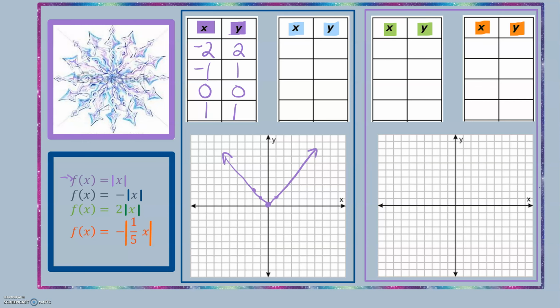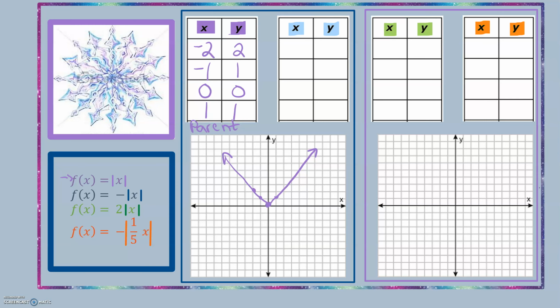Again, this is the parent function. It's the basic graph, the very basic graph of everything that is absolute value. So now let's explore some. In this blue one here, let's go ahead and pick some other values.